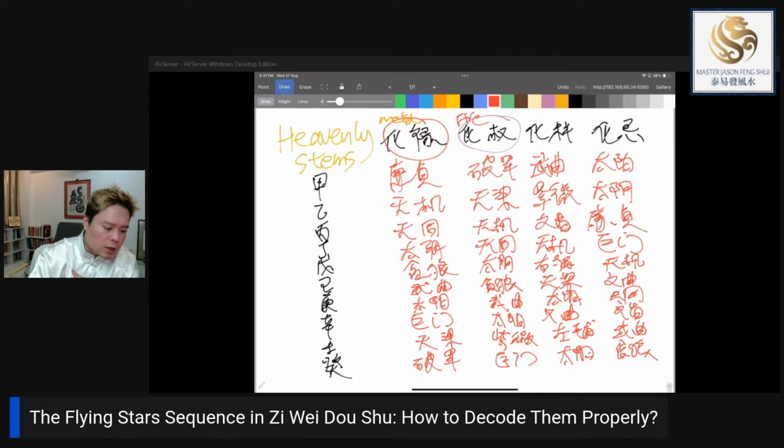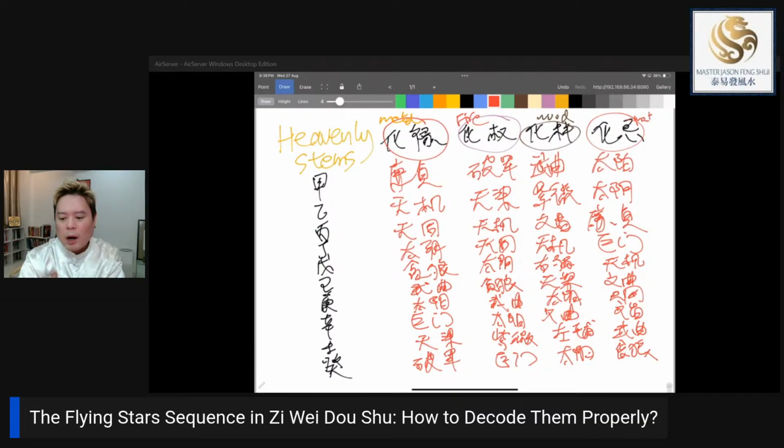Whereas Hua Ke is a fame enhancer star, or sometimes it is also related to the improvement of relationships, or even is an academic achievement star, right? Hua Ke, Ke as in 甲的科, so it is of the wood element. Hua Ke is of the wood element. And then Hua Ji is actually a hindrance star, or what I personally like to refer to as the challenge star, or the negativity enhancer star, right? So it is of the water element.